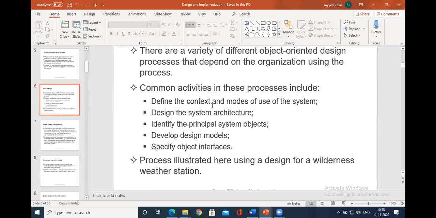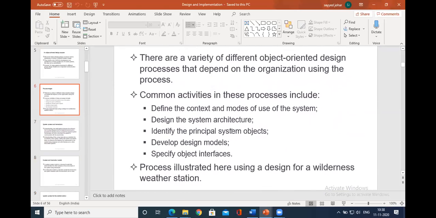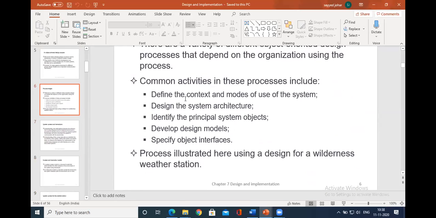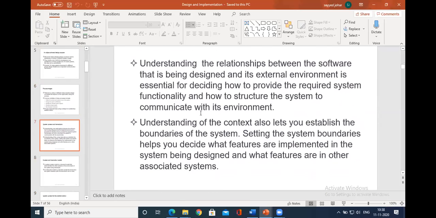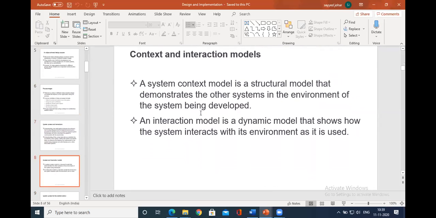So here, see: define the context and models of the system, design the system architecture, identify the principal system objects, develop design models, specify the objects. And these are all the common activities that might be included during the process stages. The same thing he has explained: what are context and interaction models?